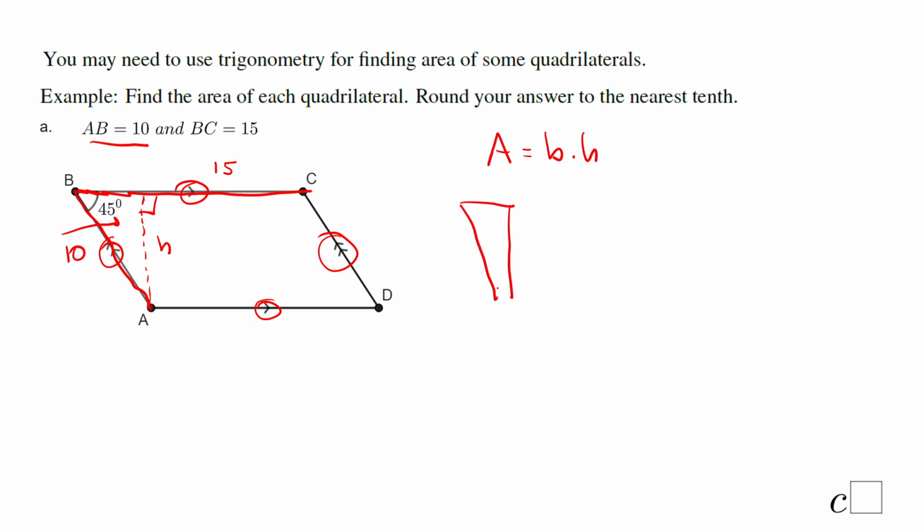Something like this. We know this is 10. Can we find this height? And I know my triangle is not very accurate. This is 45, this is 45. They have to be the same, right? Because this angle is 90. This is a 45, 45, 90.